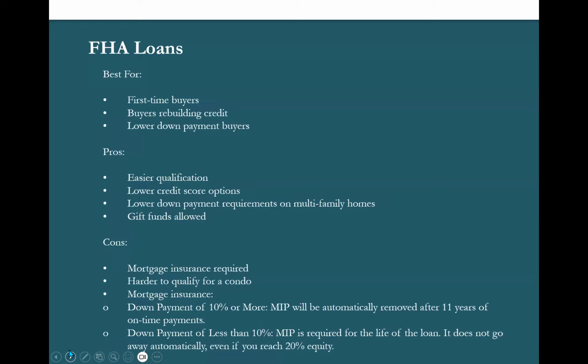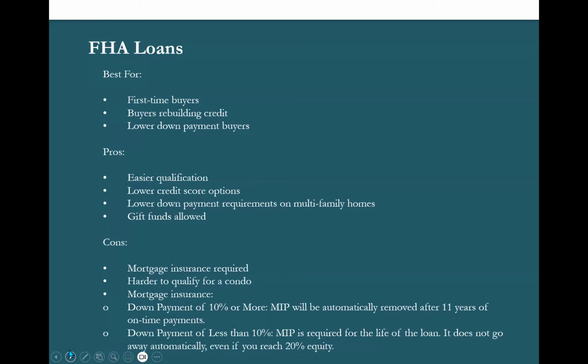So, for example, with a conventional loan as a primary residence for a multifamily home, the minimum down is 5% or higher, where with FHA, you're allowed to go 3.5%. And the 5% conventional on a multifamily is, even if you're a first-time home buyer, it doesn't matter. 5% is the minimum for conventional. So FHA allows that lower 3.5% down.